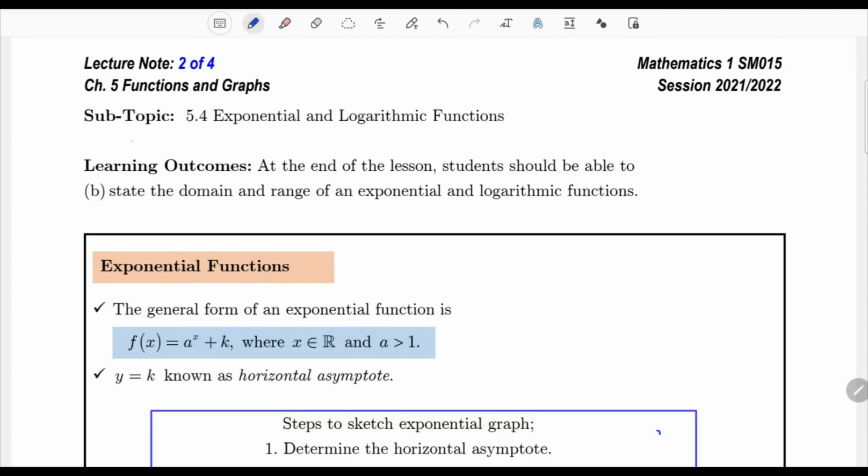Okay, subtopic 5.4, exponential and logarithmic functions. We are going to do this subtopic first because we are doing all the graphs. Students should be able to state the domain and range of an exponential and logarithmic function.